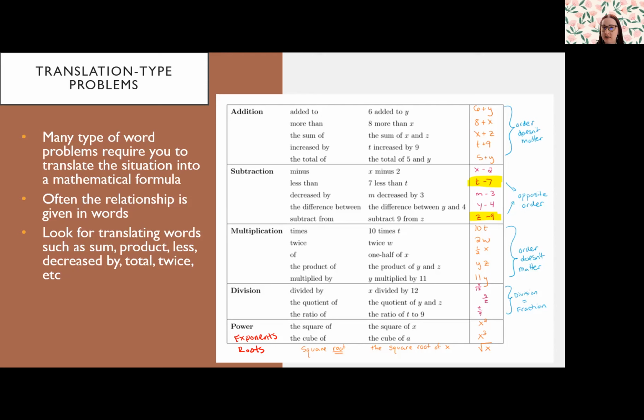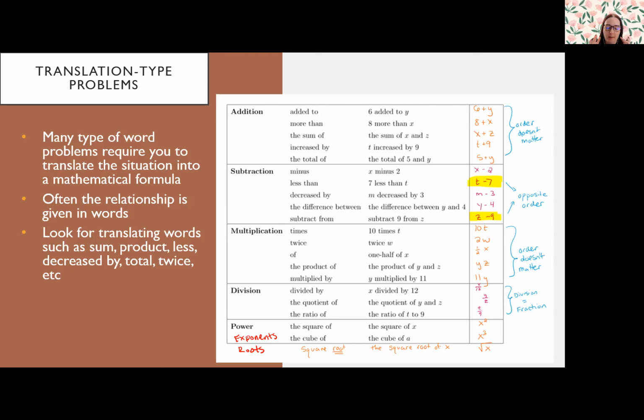And then things that represent exponents or roots. So the square of means that you're taking an exponent of 2. The cube of is an exponent of 3. And if you see square root, so it has to have the word root, then that is the square root symbol. So you have to be careful that you're reading the whole thing, because you don't want to get the square and the square root confused, because those are two different things. So you really have to pay attention to all of the words.